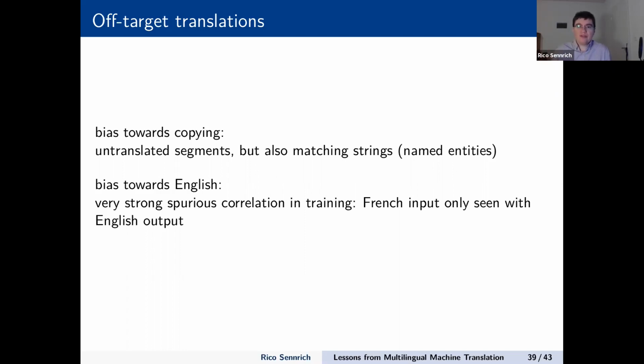Like if you have some name that you've never seen before, just copying it into the target might be a useful thing to do. But of course, it can also go wrong, like we've just seen here before. Another problem was that all our data was English-centric, so if the French input is only seen with English output, the model might just learn this association and ignore other indicators like the language token, where we tell it what language we want to produce.